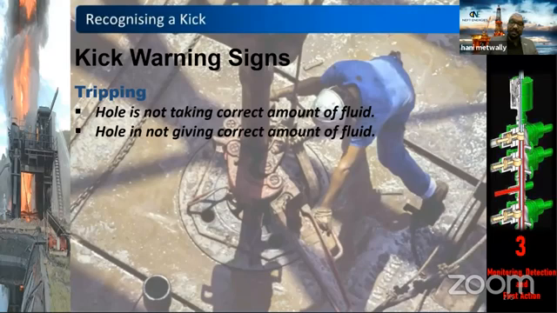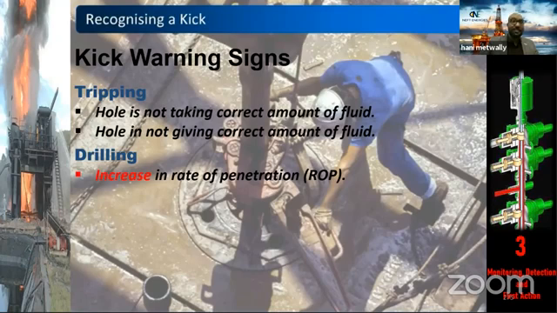Also, if during tripping in, the hole is not giving the correct amount of fluid. During tripping in, we calculate that we will have a return of 2 barrels per 10 joints, but actually we have more. In this case, we have a warning sign of kick during tripping. What about drilling? I think that the drilling warning sign is very clear because all the drilling parameters will increase. For example, the rate of penetration, how many feet we drill per hour. If we drill 30 feet per hour and suddenly the drilling rate increases, it can be due to a kick. We have a warning sign of kick.